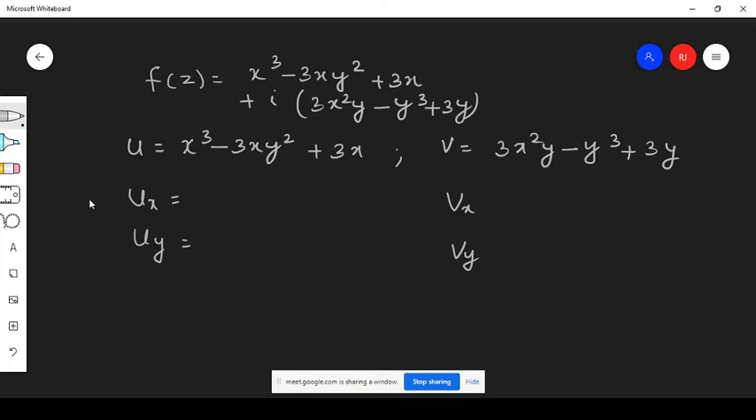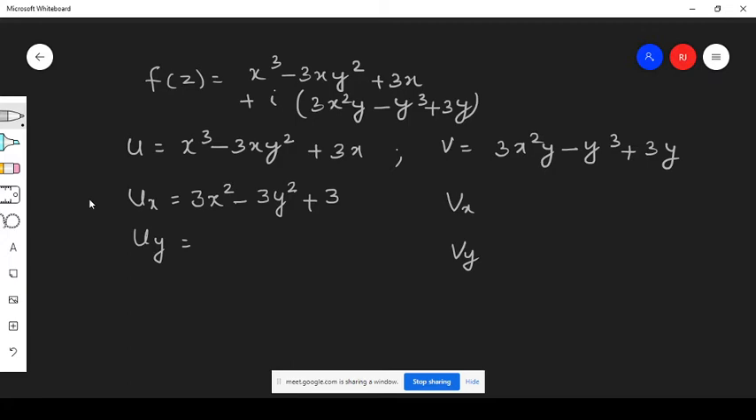So ux will be the derivative of x cube, as you know, which is 3x square, minus 3 constant, and we are differentiating with respect to x, so y square is constant, into the derivative of x which is 1, plus 3 into the derivative of x which is again 1, so 3. Got it? Understood up to this much?